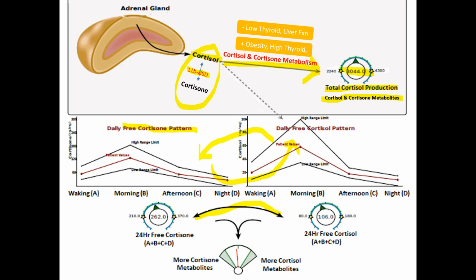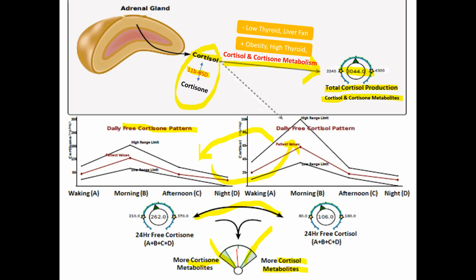Where most of it ends up is in these metabolites. So we can also look at the question, which metabolites do we have more of? Cortisol or cortisone? Which is predominating, the active form of cortisol or the inactive form of cortisone? And that helps to shape this overall picture. So again, free cortisol over time, total production, and then any metabolic preference that we might have.